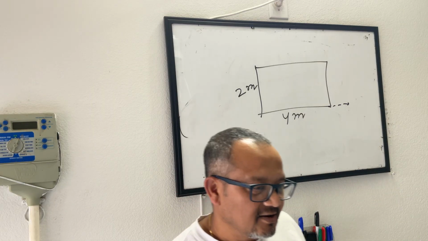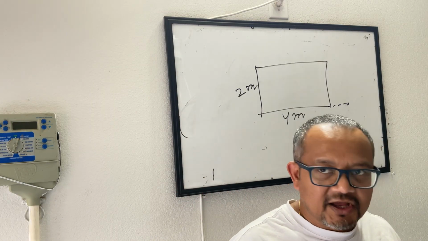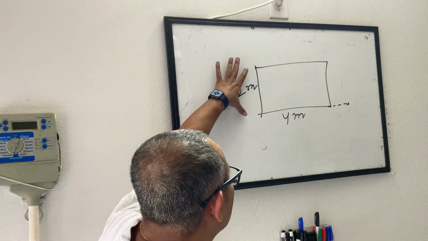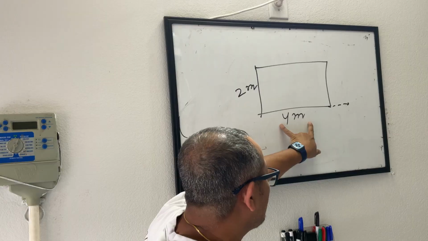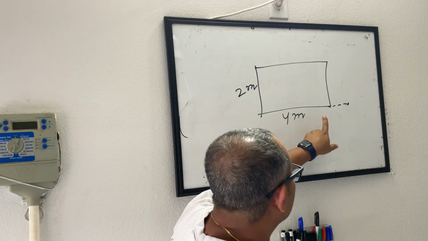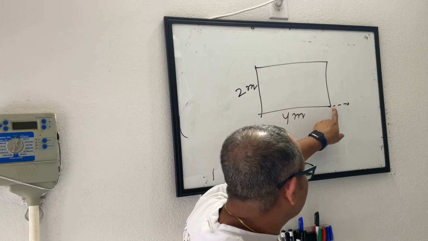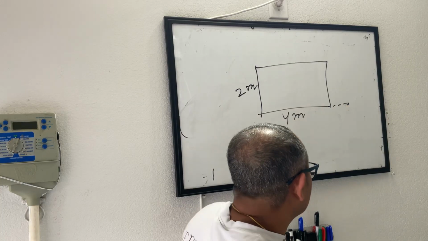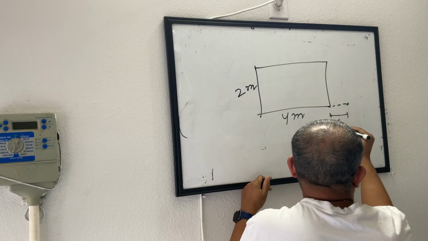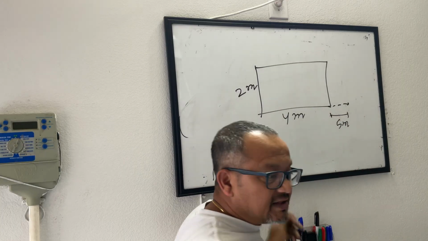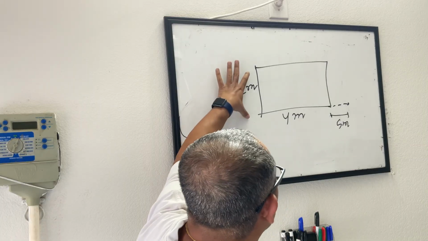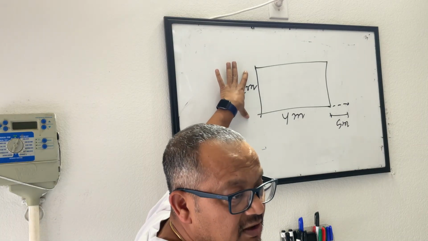I was in the bathroom. I didn't hear the question. Okay, the question was that there is a rectangle which is 2 meter tall and 4 meter wide. The width of the rectangle is stretched to 5 meters. So now this is made 5 meter. It says if we don't change the overall perimeter of the rectangle, what is the new length of the rectangle?